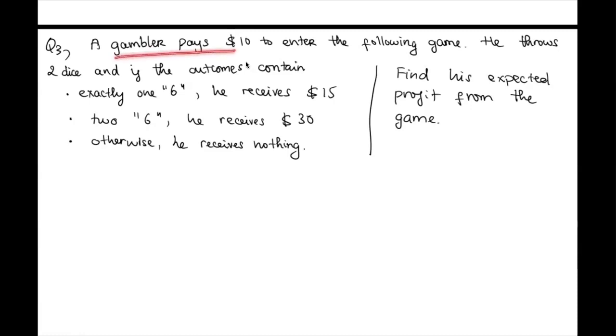So we have a gambler who pays $10 to enter a game, and he throws 2 dice. If he gets exactly one 6, he receives $15. If he gets two 6s, then he receives $30. And if he does not get any 6, he receives nothing. We want to find his expected profit from the game, which means we want to find expected value of X, where X denotes the profit that he got from the game.